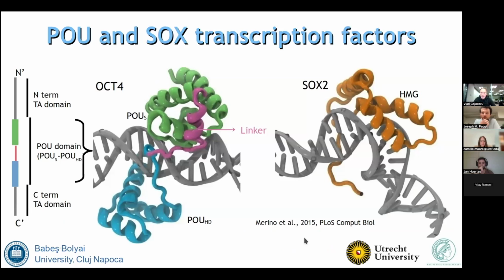Now we look mainly at OCT4 and SOX2. OCT4, a pluripotency factor, binds to the major groove of the DNA with 2 DNA binding domains. The linker between the 2 domains is also a very interesting story that I'm not going to touch on today. SOX2 binds to the minor groove and bends the DNA very strongly.